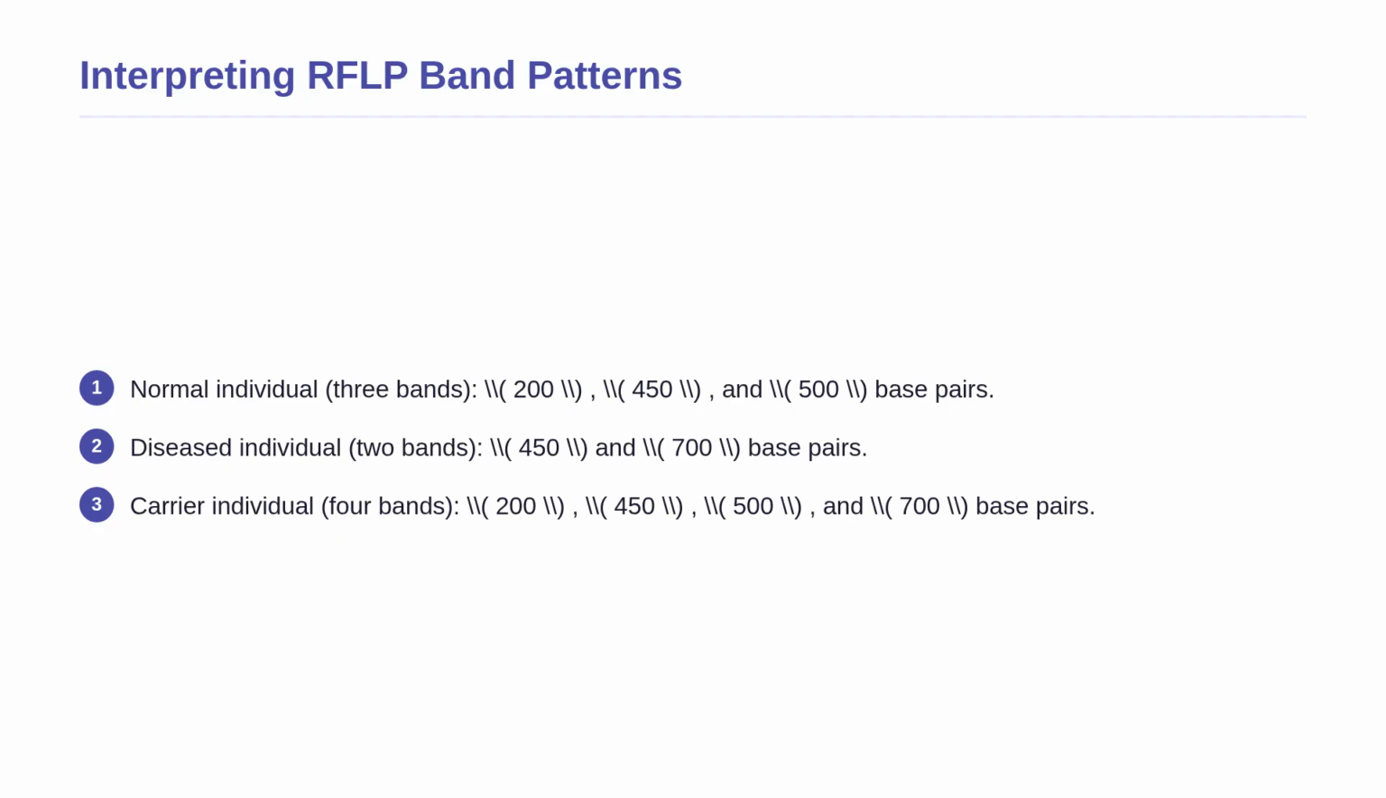This brings us to interpreting the final physical results on a gel. A normal individual will show 3 bands, 200, 450, and 500 base pairs. A diseased individual with 2 mutant alleles will show 2 bands, 450 and 700 base pairs. A carrier will have both alleles, showing all 4 bands. This physical difference in band sizes allows doctors to perfectly diagnose the patient's genetic status. By simply adding up the lengths, we map out exactly where a mutation has occurred.